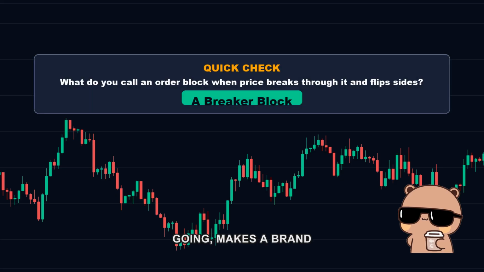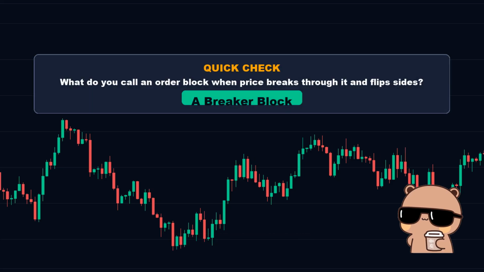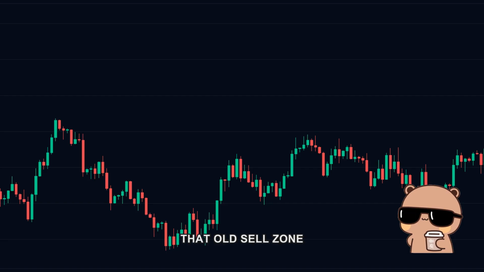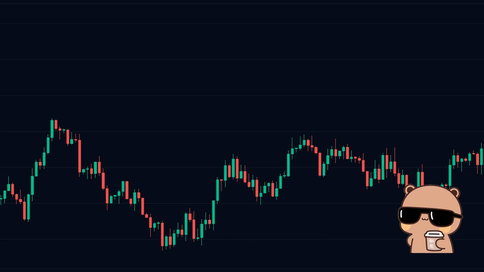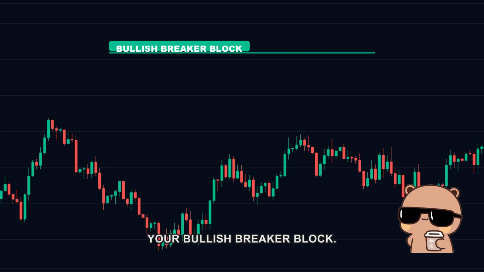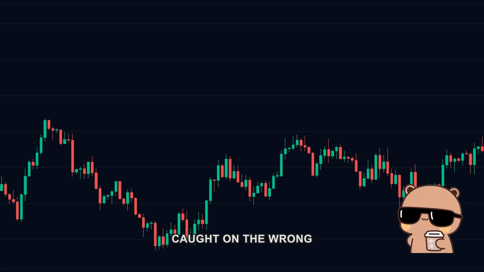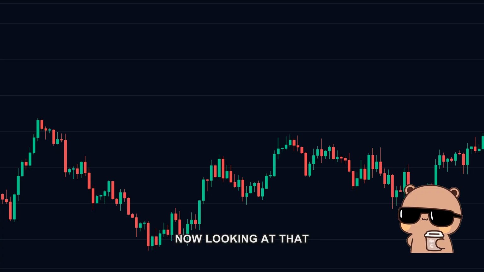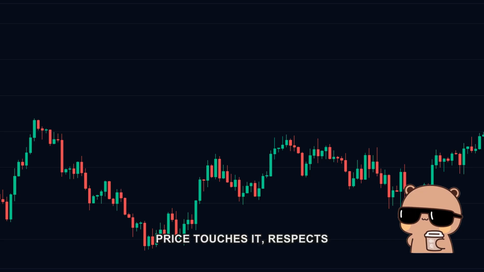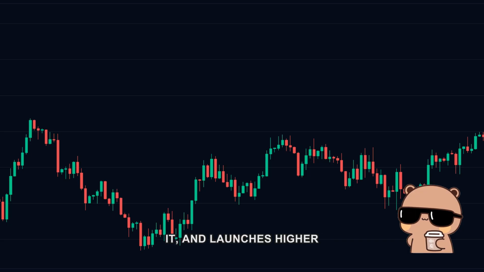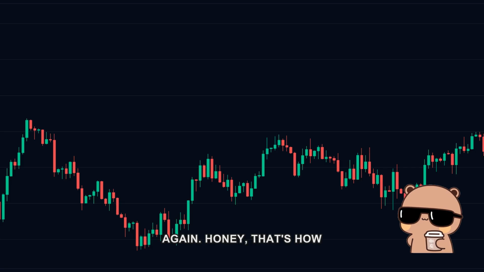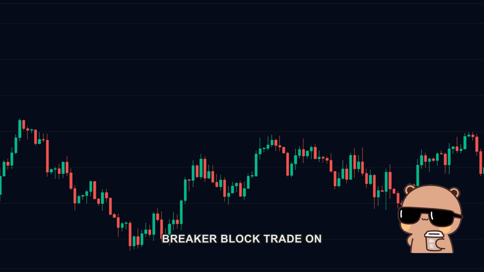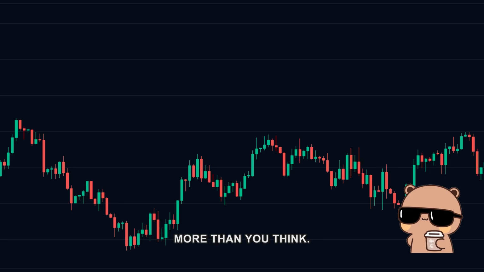It keeps going, makes a brand new high, then starts to pull back. Where does it pull back to? Right back to that old sell zone that just got destroyed. That zone is now your bullish breaker block. The institutions that got caught on the wrong side need to rebalance. And smart money is now looking at that same area to buy. Price touches it, respects it, and launches higher again. Honey, that's how it works. That right there is a textbook breaker block trade on gold. And it happens more than you think.